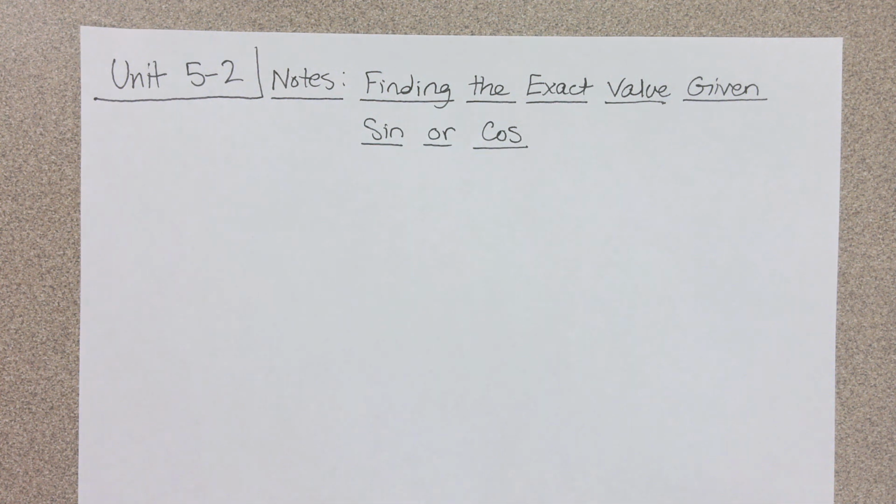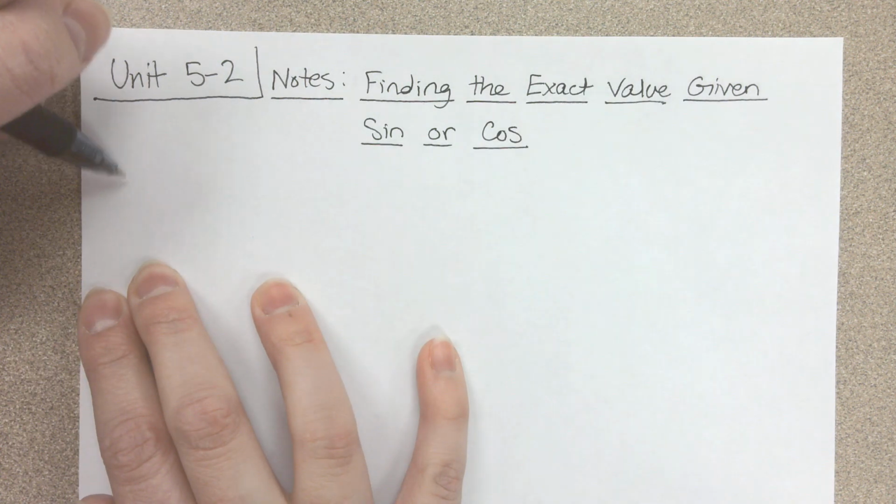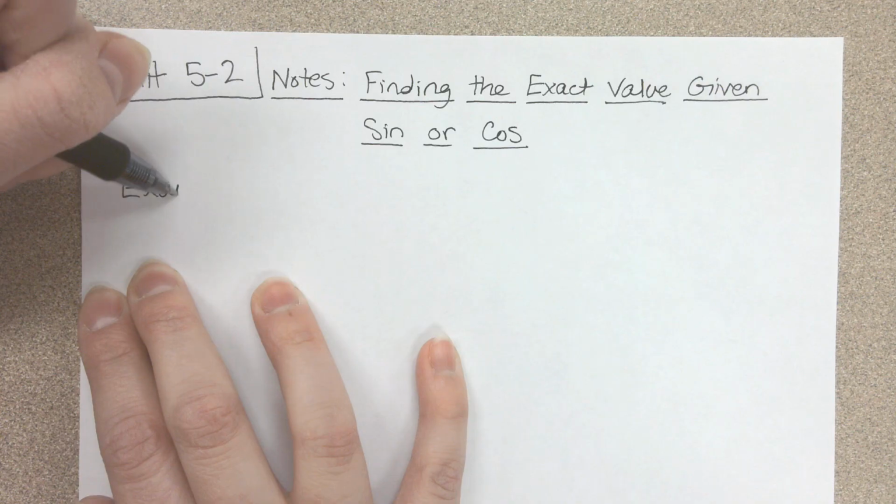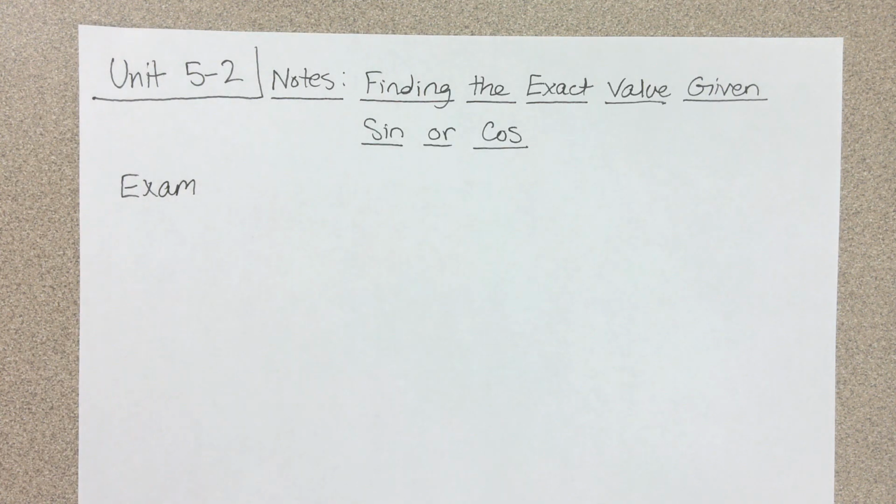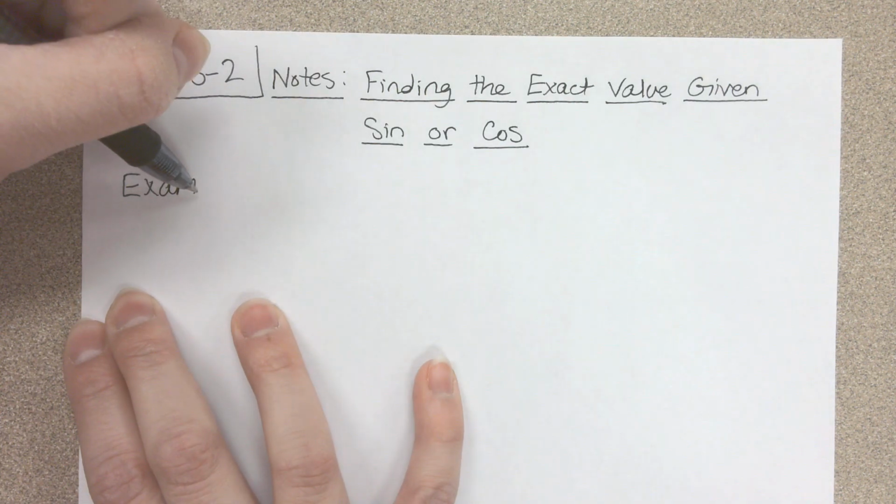Today we are going to be finding the exact value given sine or cosine. These problems are going to feel a little bit different, but the algebra is going to be a lot easier compared especially to what we did yesterday. I'm going to do one example, but this is going to be kind of like 3 problems in one. It's got a lot of parts to it.